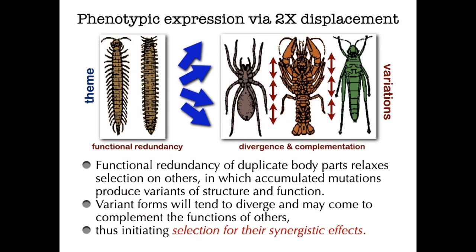So this two-stage displacement, first from genes to proteins, and then from within cell to between cell control of gene expression, is responsible for the theme and variation logic of the very diverse body plans that we see in the world. Functional redundancy of duplicate body parts that results can relax selection on other body parts, in which the accumulation of mutations of the genes that control them will produce variations of their structure and function. Variant forms of body parts will therefore tend to diverge and come to complement the functions of each other, thus initiating selection for their synergistic effects.